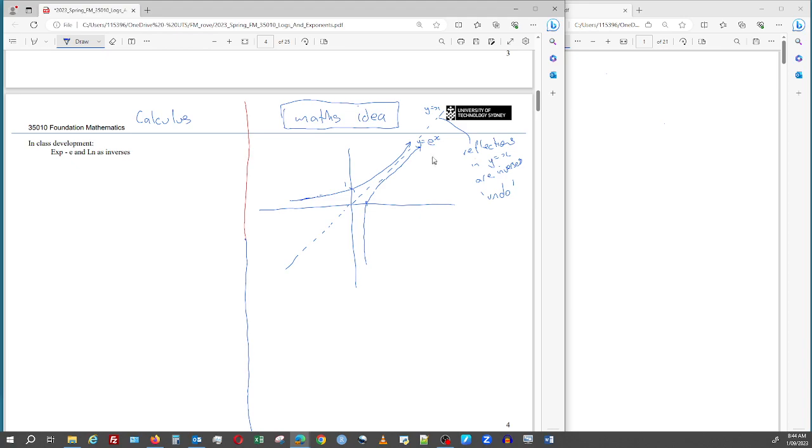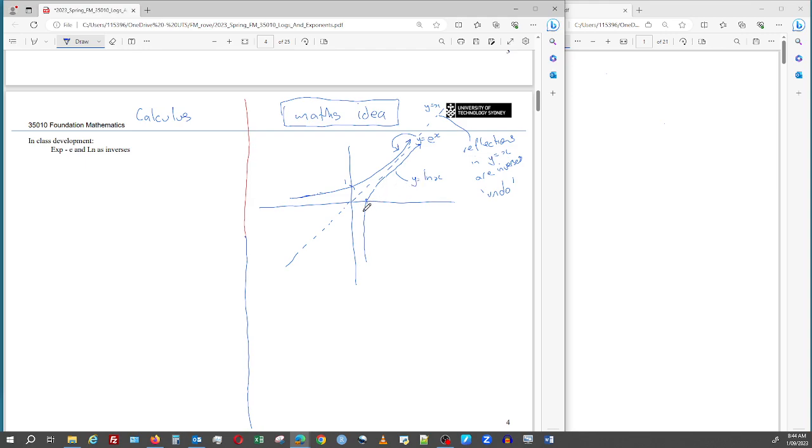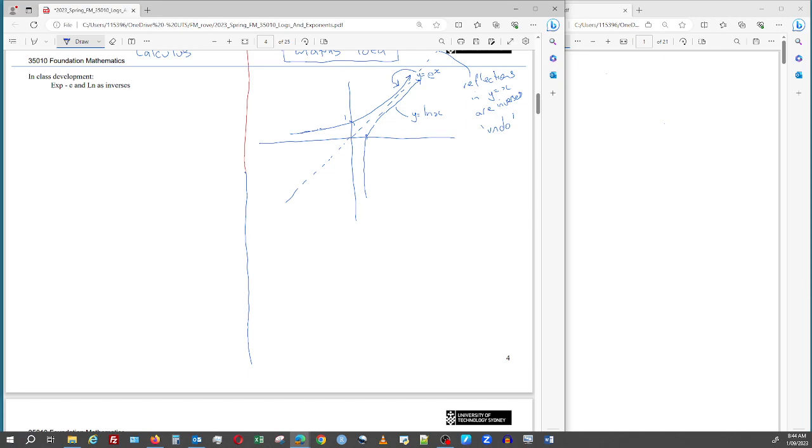So what's this curve? If y equals e to the x here, what's this one? Well, this is y equals the ln of x. Wow, y equals the ln of x. So they are inverses. They undo one another. So this is a big idea. The undo of plus or minus, times, divide, square and square root. Now we have e and ln.